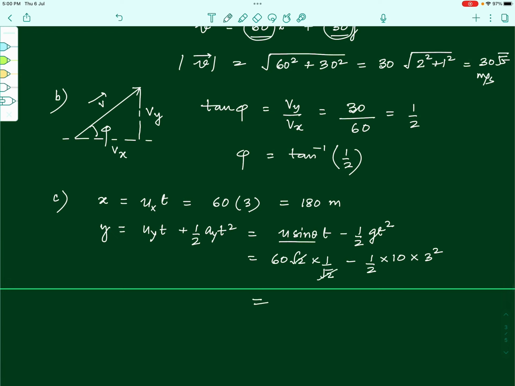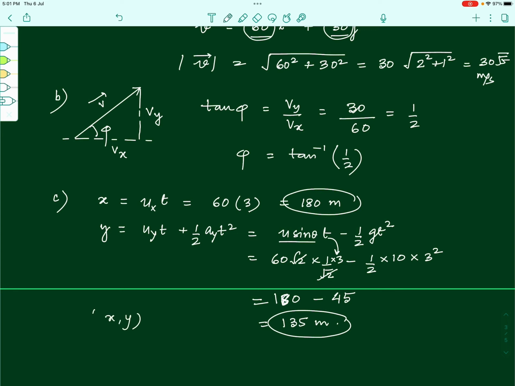So, root 2 cancels out, we get 60 minus 90 by 2, okay, there is a 3 also here, the time multiplication is also there, into 3, so that makes it 180 minus 90 by 2, that is 45. So, 180 minus 45, which comes out to be 135 meters as the y displacement. So, we understand that after 3 seconds, the coordinates at which the projectile will be, x comma y, will be equal to 180 comma 135.